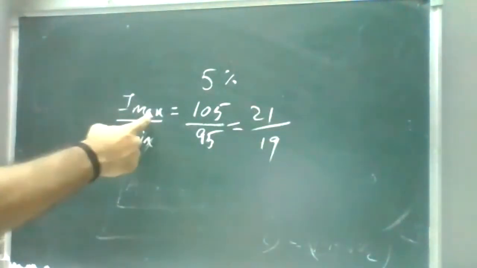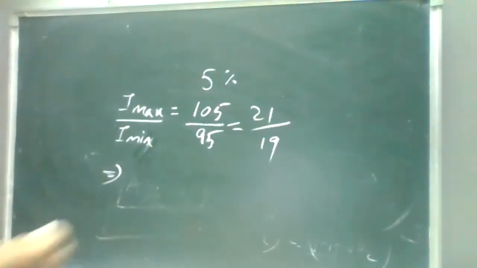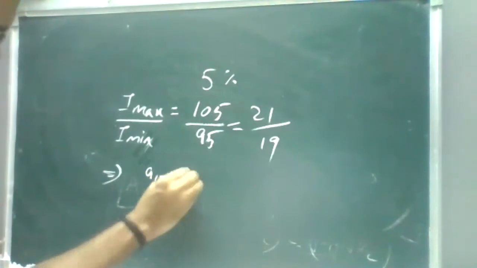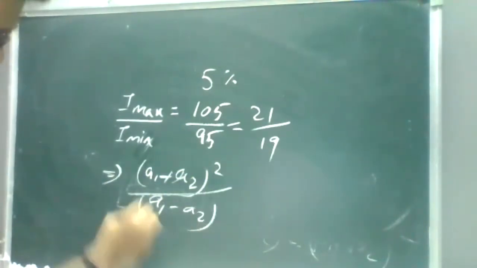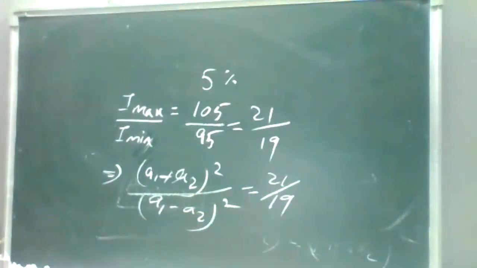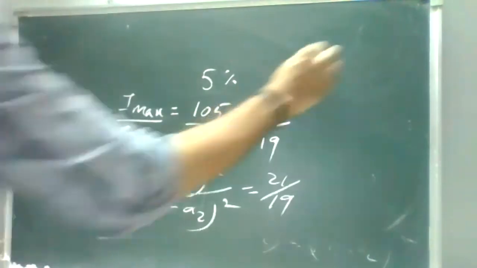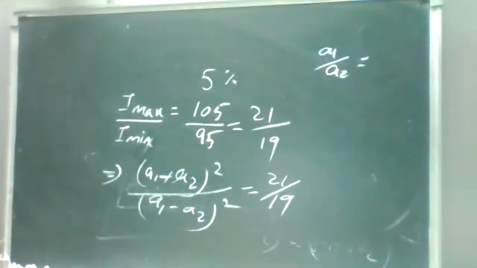So we know that the ratio of intensity maximum to intensity minimum is nothing but (A1 plus A2) whole square by (A1 minus A2) whole square, which is equal to 21 by 19. Now we are going to find the ratio A1 by A2. We need to find the ratio A1 by A2. So try to solve it.